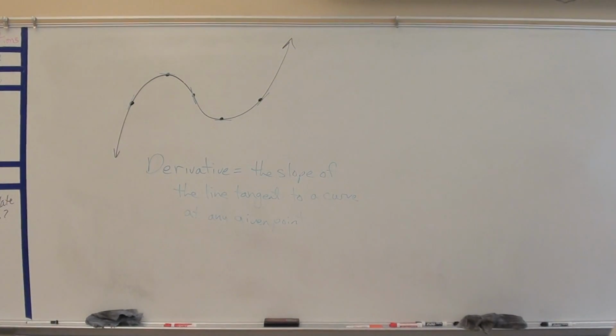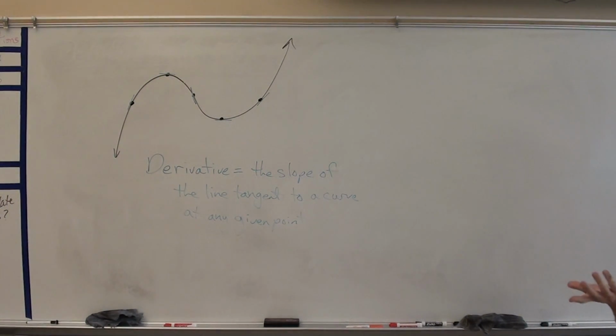And since, of course, the slope of that tangent line is equal to the slope of the function at that point, it would be the same as saying the derivative is the slope of the function at that point. All right, so because they're the same, the derivative gives you the slope of the line tangent to a curve at any given point.